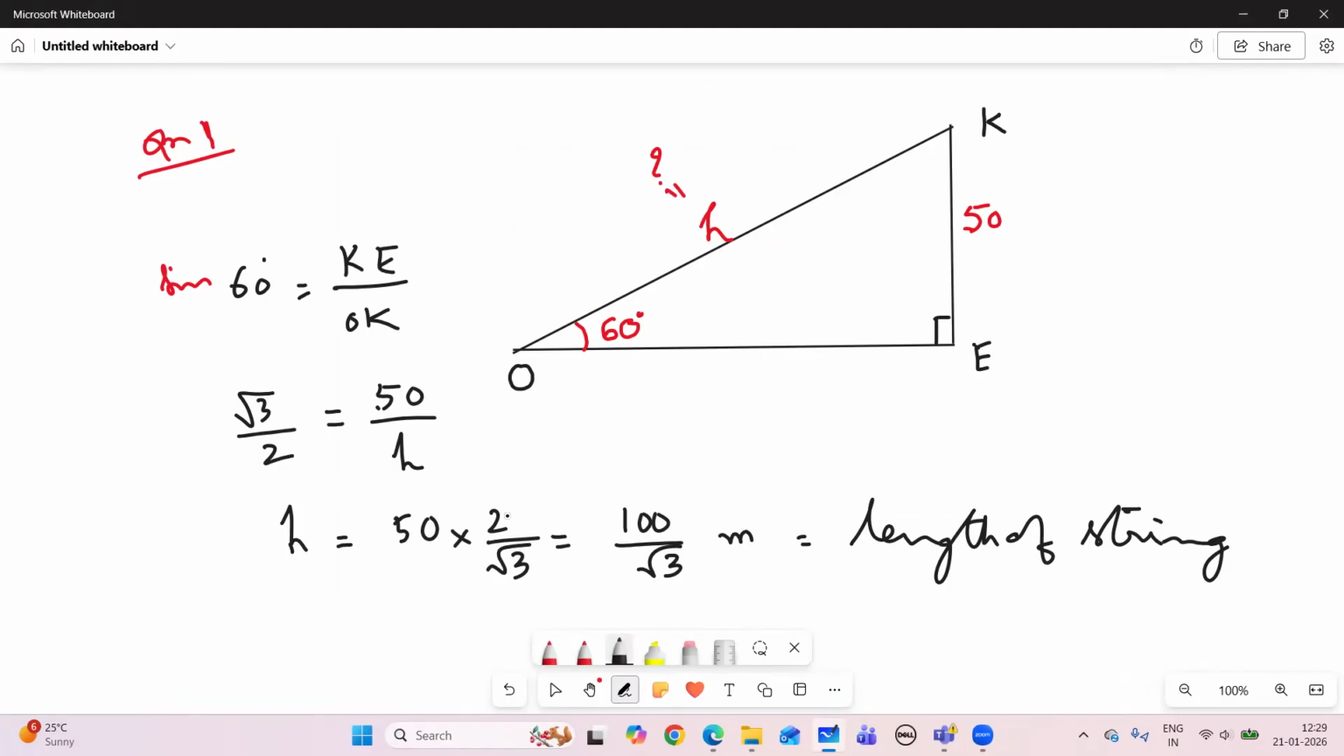So this is how we can compute the length of the string. So the right answer is A, choice A. Let us look at the next question.